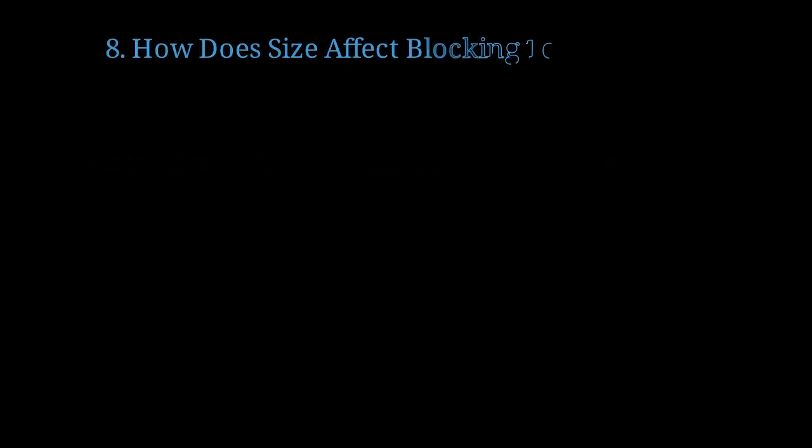The blocking temperature has a strong dependence on particle size. The blocking temperature is proportional to volume, which scales as diameter cubed. This cubic dependence means that blocking temperature increases very rapidly with particle size. A small change in diameter produces a large change in blocking temperature.